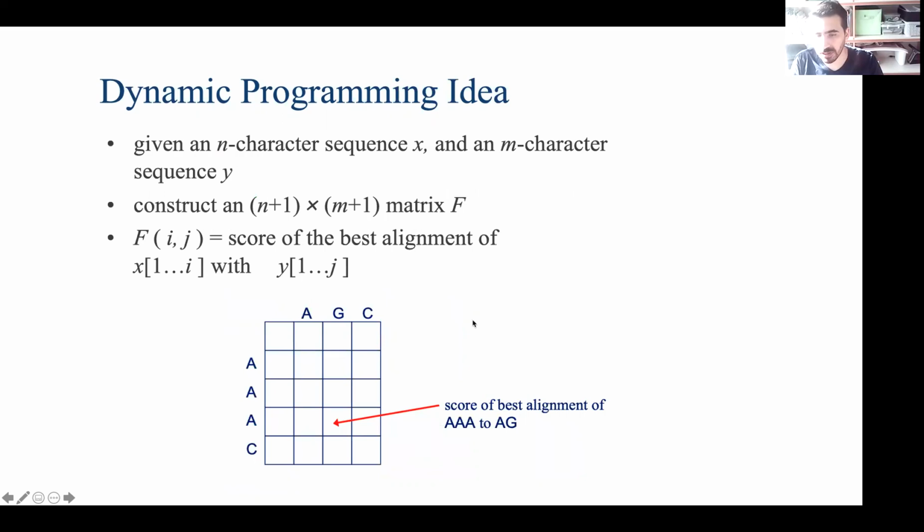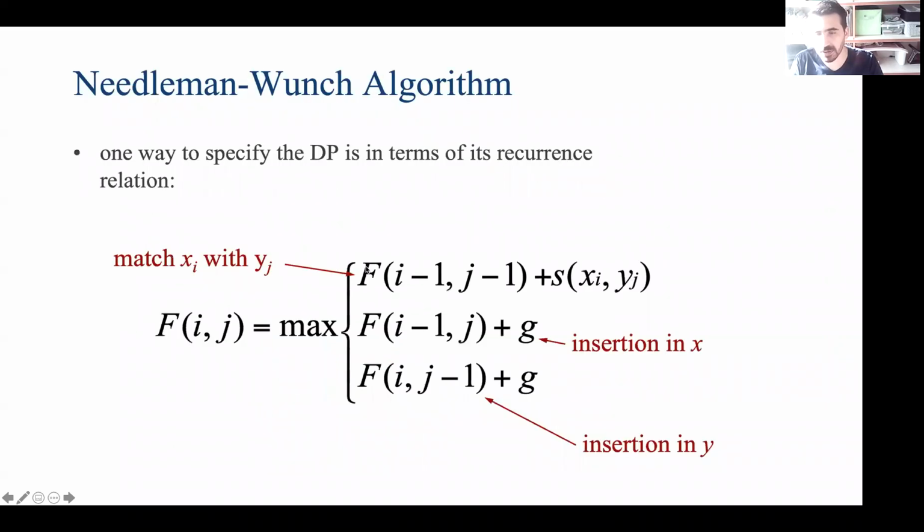So we have a matrix here. We have AGC here, AAAC here. What we would like to do is align them, right? So we first create a matrix here, and then we score. This is going to be the score of the best alignment of AAA versus AG. So how do we do that? We basically select the maximum of these three values.